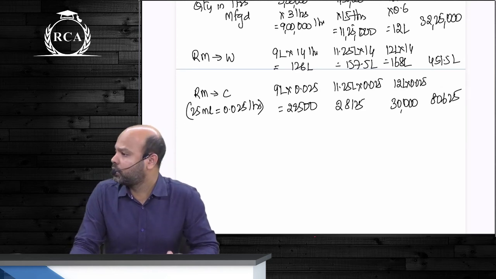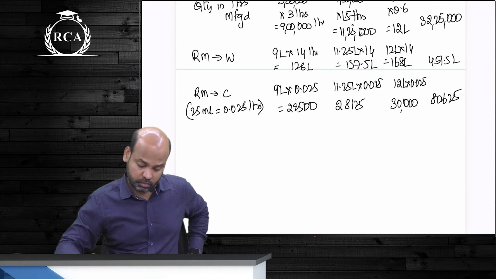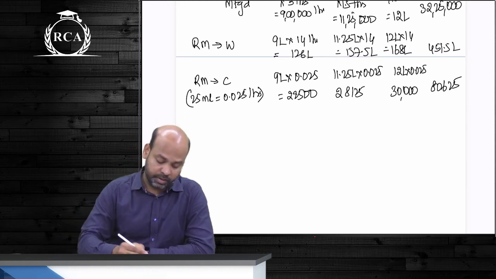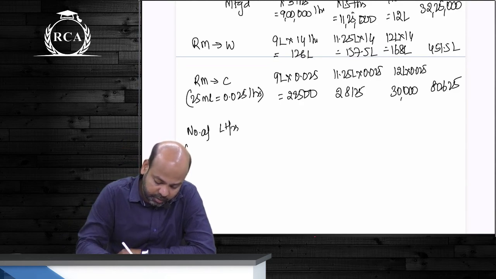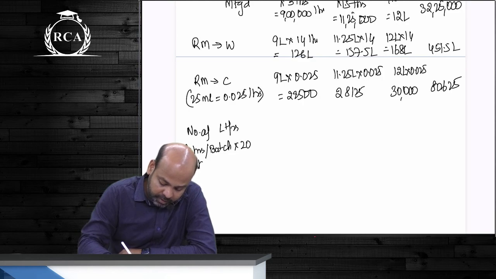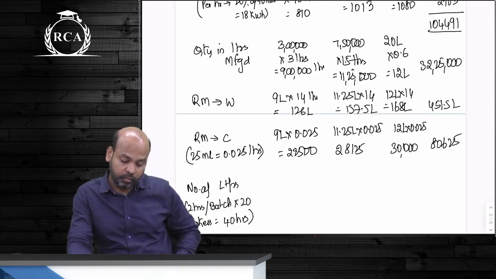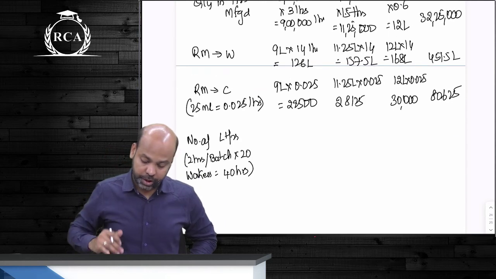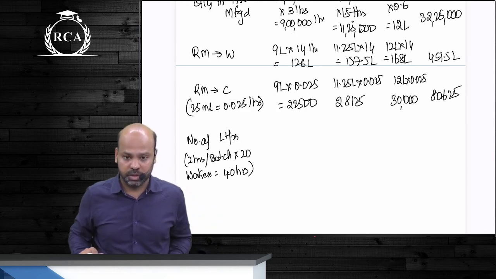Done, beta? Once you're done with this, beta, what did I tell you? Number of labor hours. Do we need 2 hours per batch? 2 hours per batch into 20 workers, correct? That means how many hours, beta? 40 hours. Correct, right? It is 2 hours per batch, guys, into 20 workers. That means 40 hours per batch.